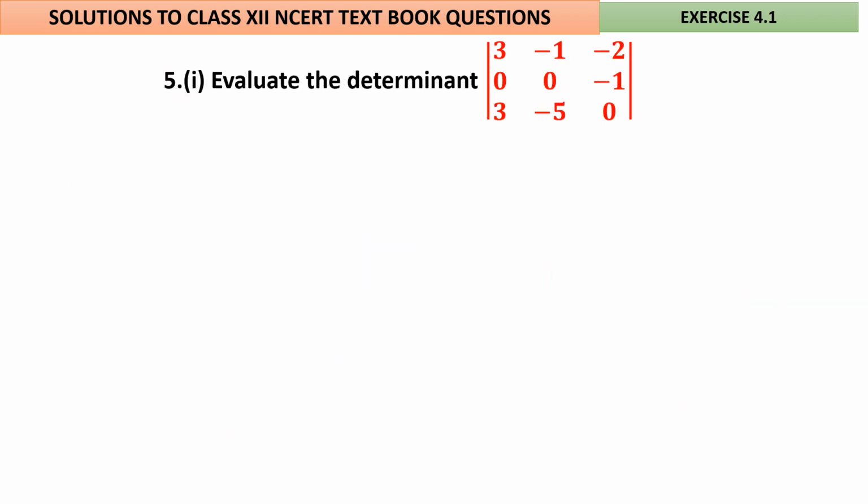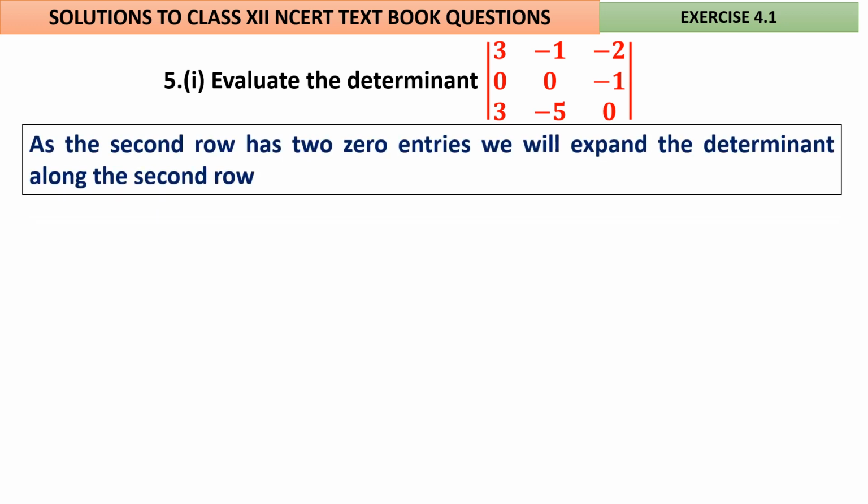It is a 3 cross 3 determinant we have to evaluate. Now you have the liberty to evaluate it with respect to any row or any column. The second row has more zero entries, so we will expand it with respect to the second row.